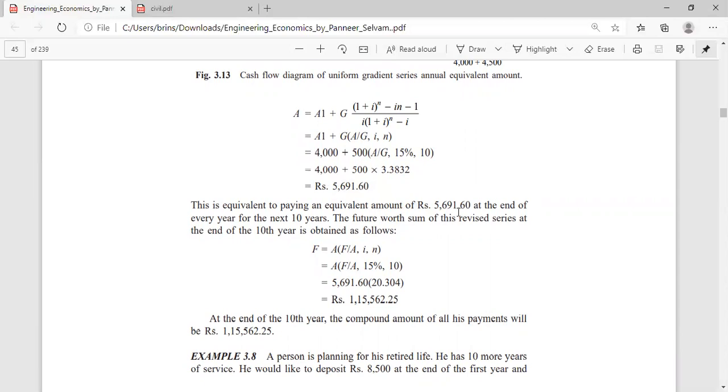So the future sum of this revised series at the end of the 10th year, you can find using the formula F is equal to A into F by A, i and n. That is the F by A series.